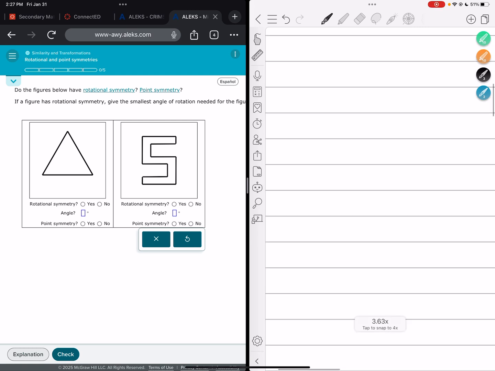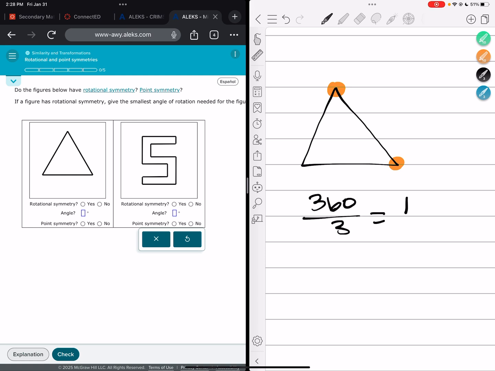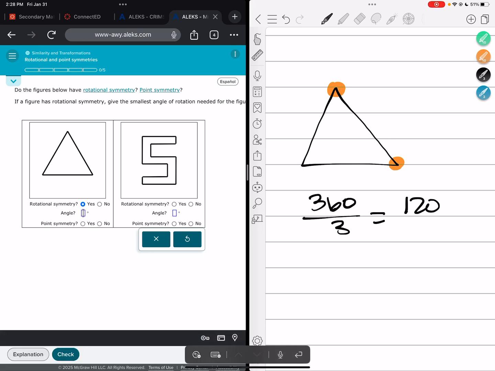So, for example, we see we have this triangle right here. If I moved this point to this point right here, it would land on top of itself. So that's my rotational symmetry. So remember, because it's got the 3 points, we'd go 360 divided by 3, which is 120. So I'd pick yes and 120.